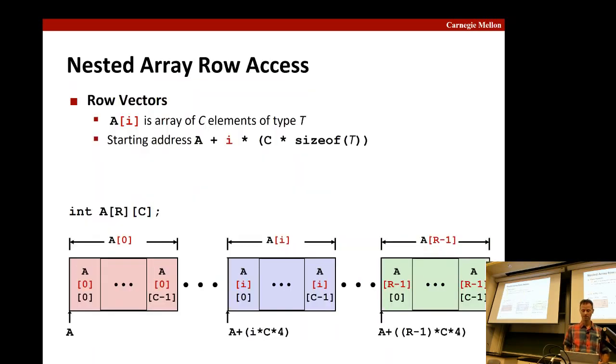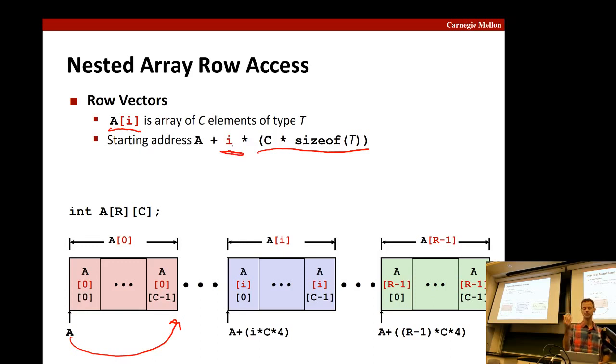Good. Okay, so now how do we access things in it? If we want to access an entire row, how do we get the starting address for that row? Well, the starting address for the row jumps by however many columns there are times the size of the item. So that's what's shown here. If I have 10 columns, then this jumps by 10 times the size of each element. And if I want to get to row I, then multiply that by I.